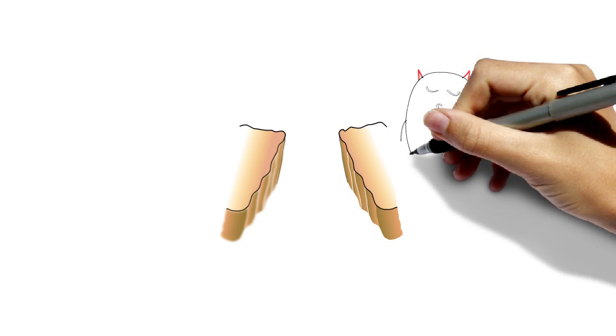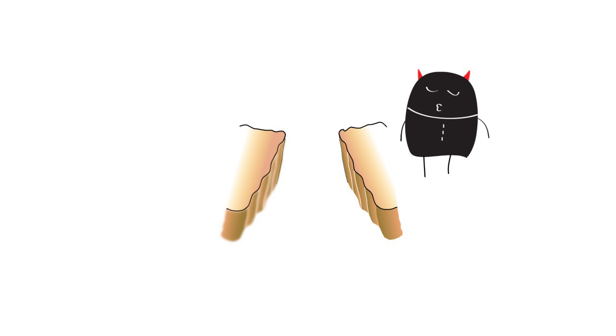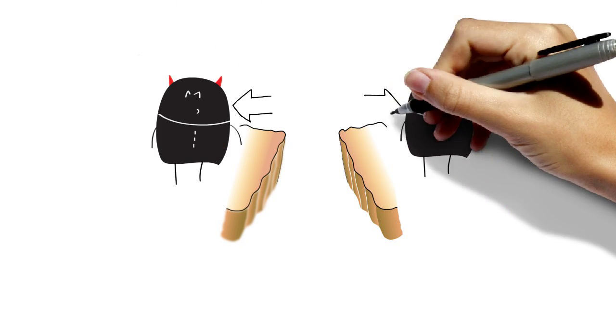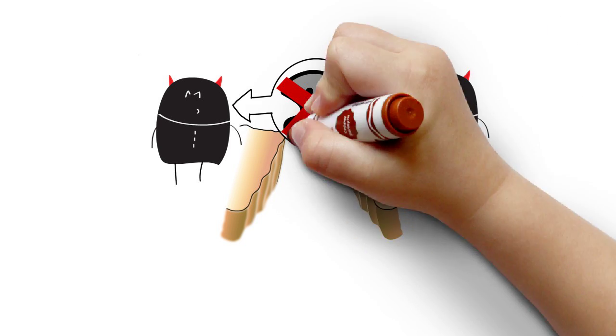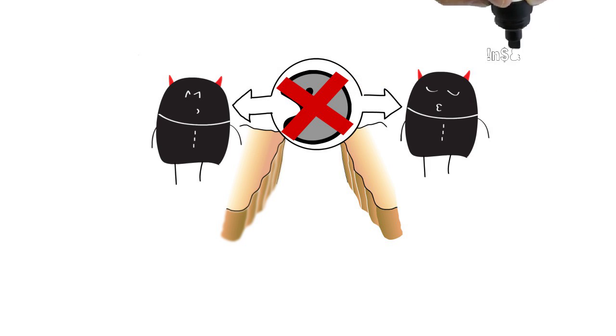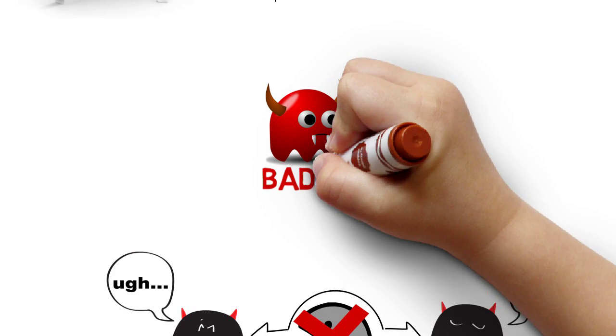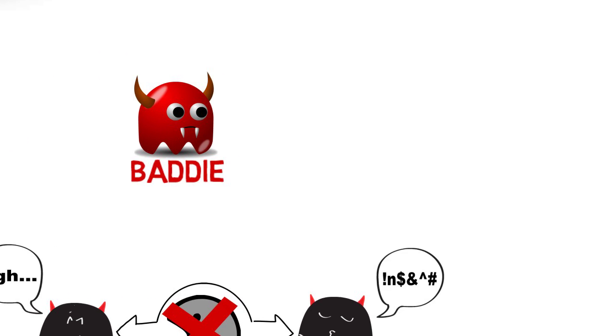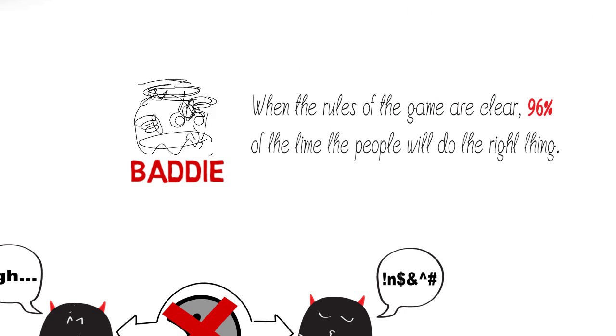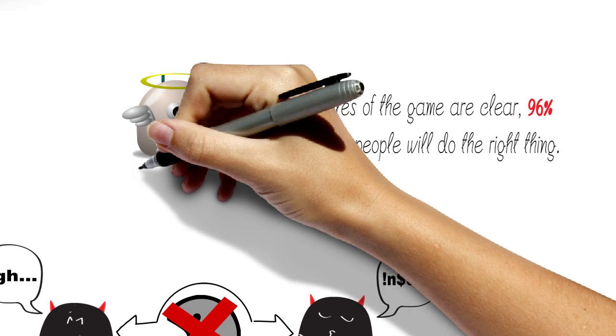So let's take a quick look at what happens when there's a gap in the rules of the game. When the rules of the game are not being adhered to and everyone is sloppy and carefree and they don't communicate broken agreements and they don't keep their agreements, they whinge and moan and all sorts of things, then the fruit will go bad. On the other hand, when we have a really good fruit bowl and the clear rules of the game, then 96% of the time the people will do the right thing.